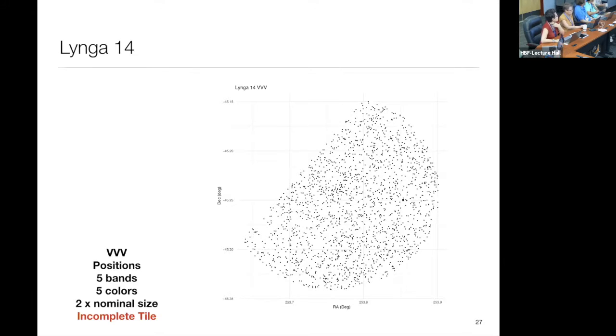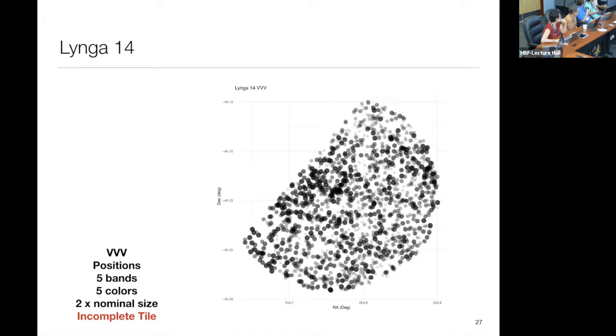What if we join this with VVV data? So, for example, this specific cluster is on the border of the tile. The process works even if you have cut tiles, which is going to happen a lot in the data. So you have the distribution of the sources, and we made the process only using the 5 bands of the VVV, 5 colors, and the positions, always with 2 times the nominal size of the cluster.